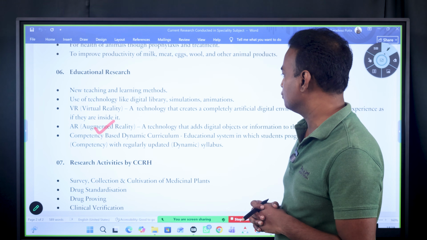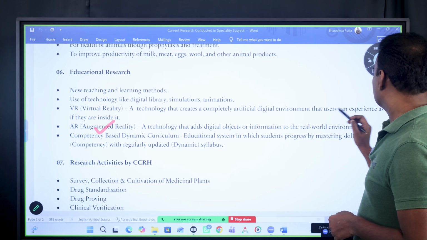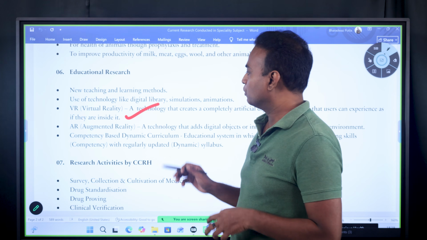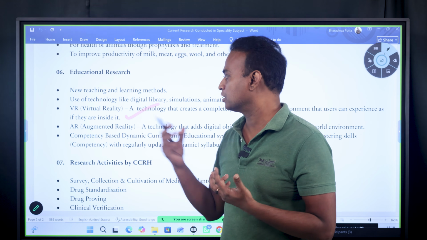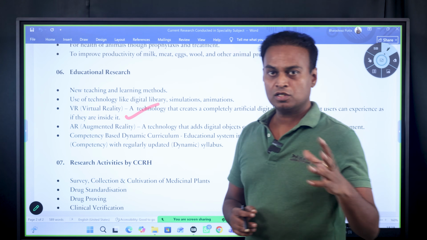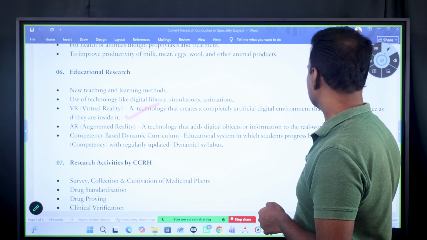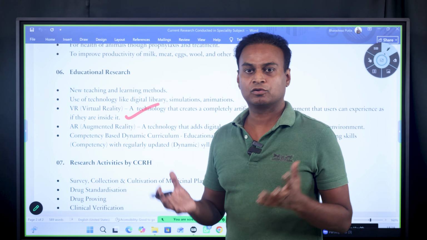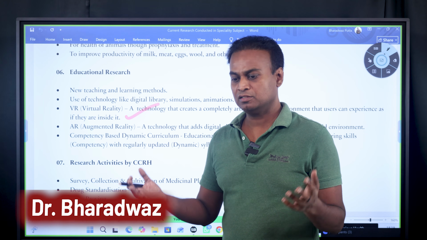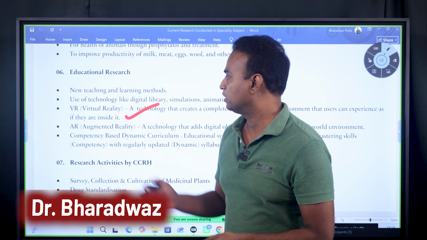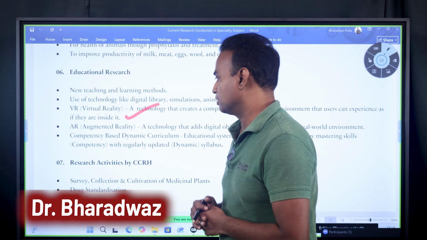So what is virtual reality? Technology that creates completely artificial digital environment that the user experiences. So you are wearing some VR glasses and environment around you is changed. So that is known as virtual reality. What is augmented reality? The technology that adds digital object information to the real world environment. So you are in a room, maybe you can have the technology so that another person sitting at some other place is in your room. That is known as augmented reality. These are the two technologies that are being emerged in educational research.